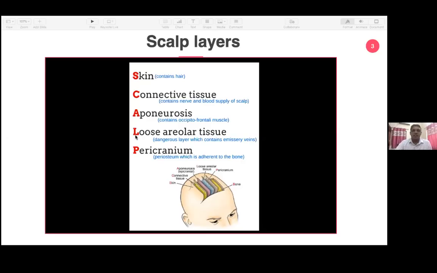The next layer, or the fourth layer, is the loose areolar tissue, where you have the emissary veins, which Manu was saying when he explained about the mastoid emissary veins during his last presentation. The last layer towards the skull bone is the pericranium or periosteum, which is very deeply attached to the bone, more so attached very strongly near the suture lines.